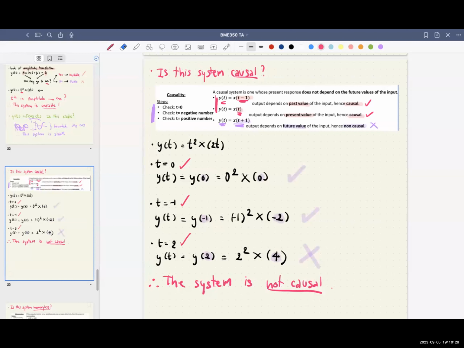From our checking, it seems like for the system that we have right now, when we plug in t equals 2, we see that the output is dependent on the future. By the definition of causality, if the output of the system is dependent on the future value of the input, that system is non-causal. Therefore, we come to the conclusion that this system is not causal.